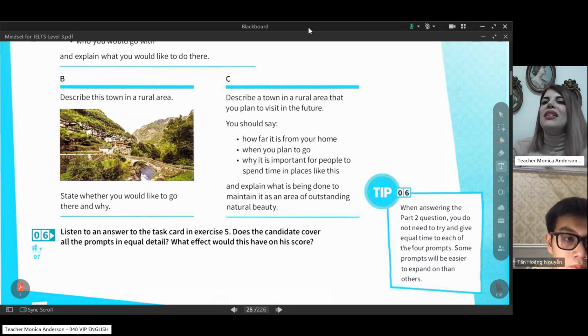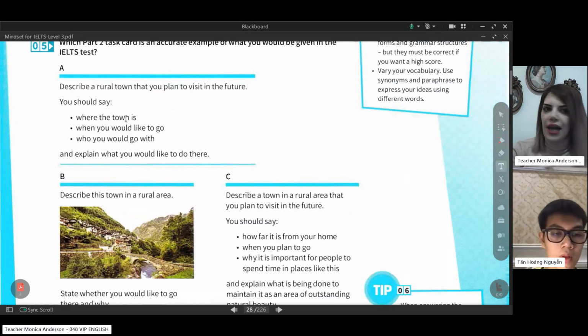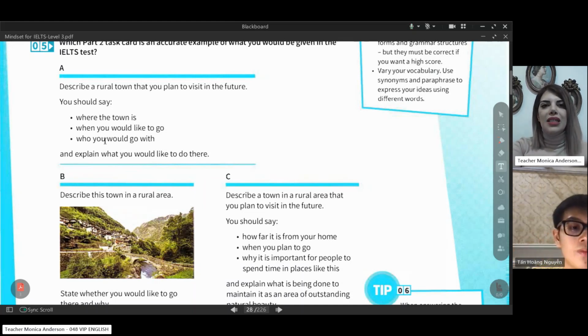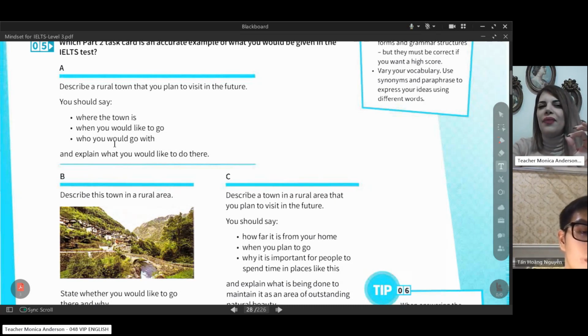But, okay, let me say something about this answer. It was really good, complete, but the point here that is important, at the same time not important, about the first and second, where the town is, when you would like to go, he could answer these two questions in detail. So he mentioned these two parts in detail, but he talked about the third part briefly, spending less time than on the first and second parts.